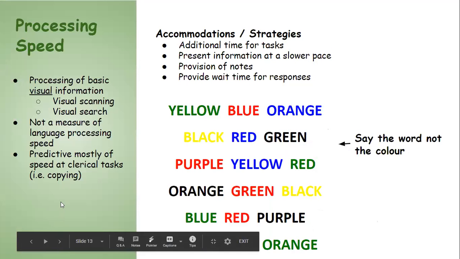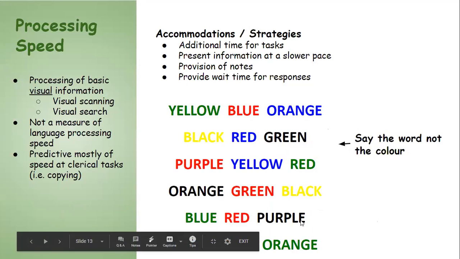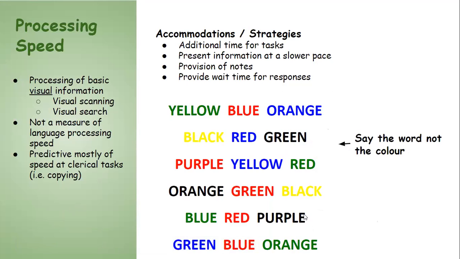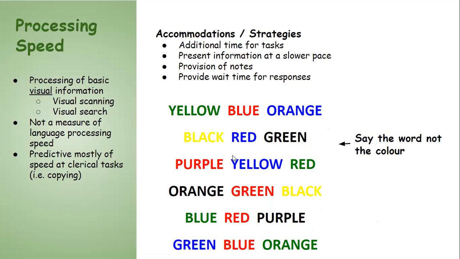Another big area that can be weak for students that have severe learning disabilities is processing speed. And I'm going to allow you a few seconds here to do this. It is called the Stroop test. You may have seen this before, but if you can have a look at this and say the word, not the color, that will give you an experience of what it's like for a processing speed weakness.